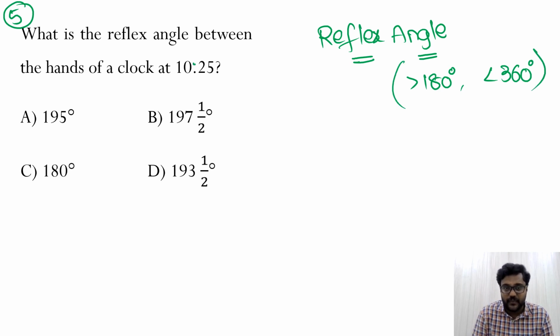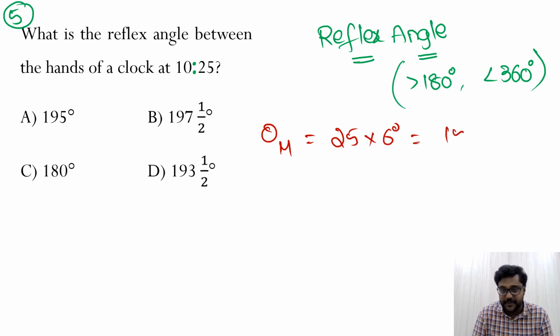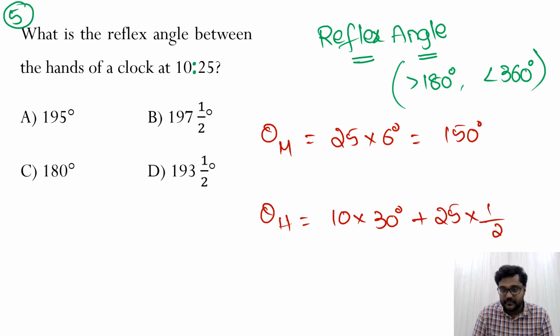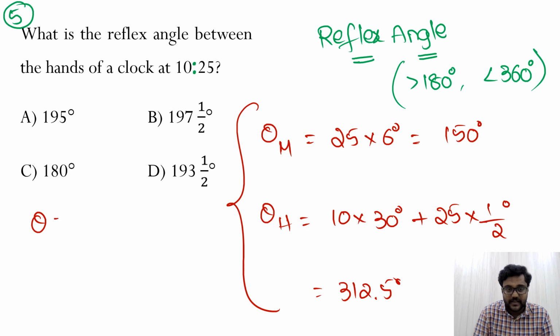Now first, for this 10:25, calculate the angle between hands. I'm sure the angle between hands we don't get more than this. First calculate the angle between hands. So first the minute hand: as the time is 10:25, 25 minutes, each minute 6 degrees, we'll get 150. Whereas for the hour hand, two things we should consider, each hour 30 degrees, each minute half a degree. If you calculate, we got 312.5. Now the angle between hands is the difference between these two, which is nothing but 162.5 degrees.